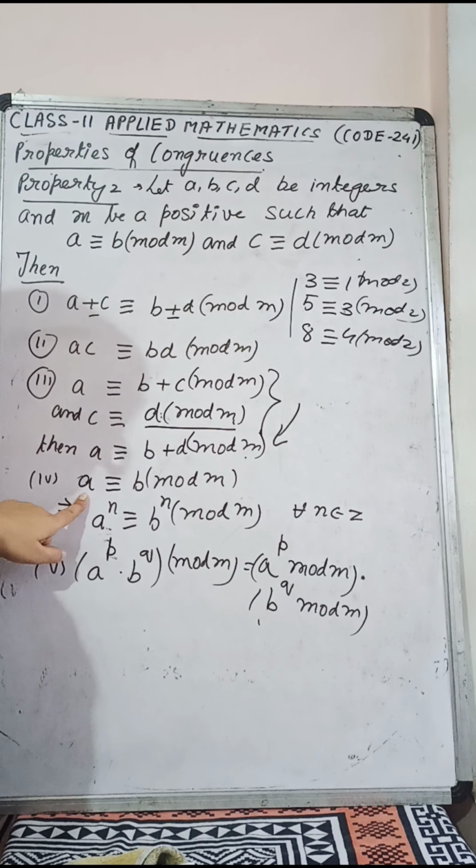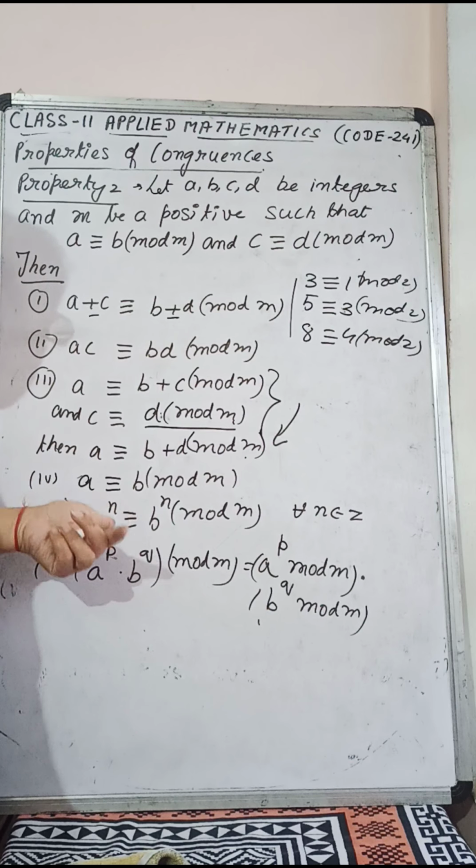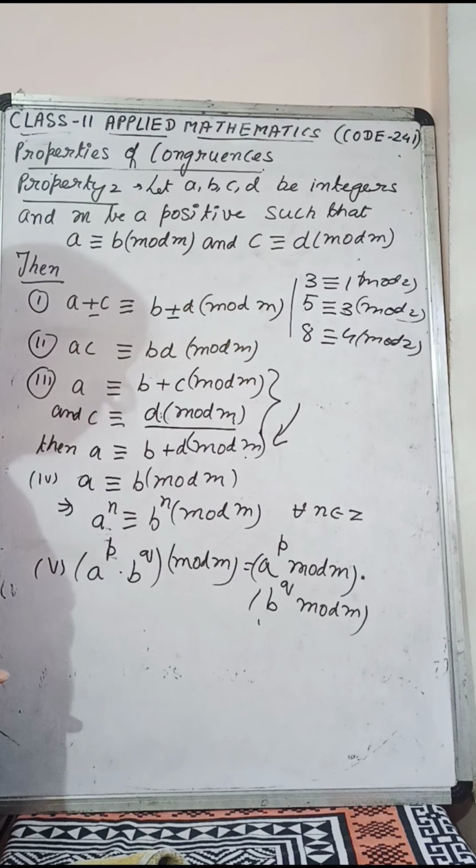This one is very important, which you will be using in solving the sums. If A is congruent to B modulo M, then A power n is congruent to B power n modulo M, where n belongs to the set of integers.